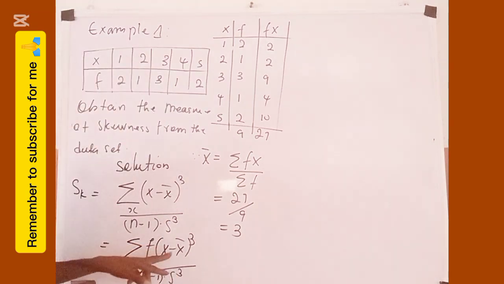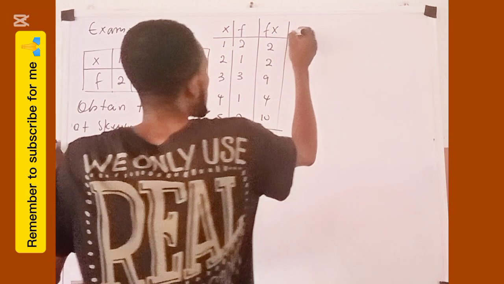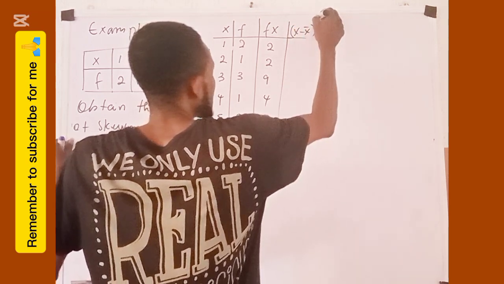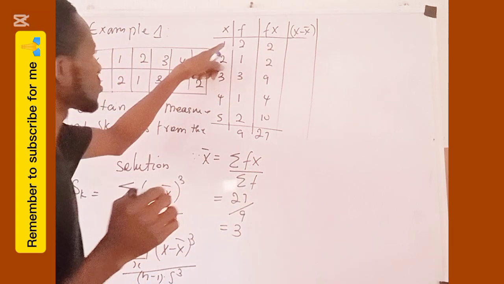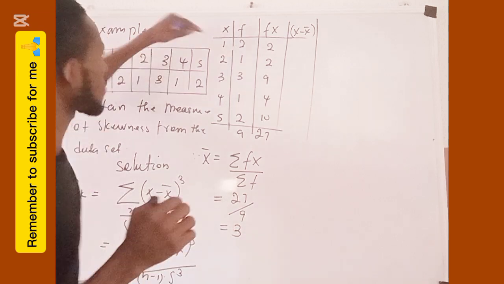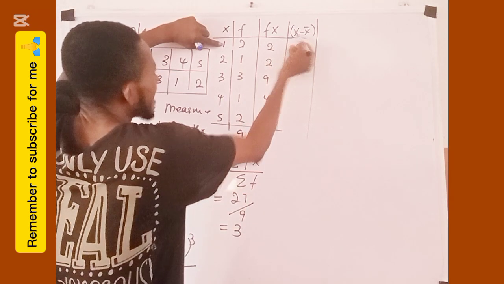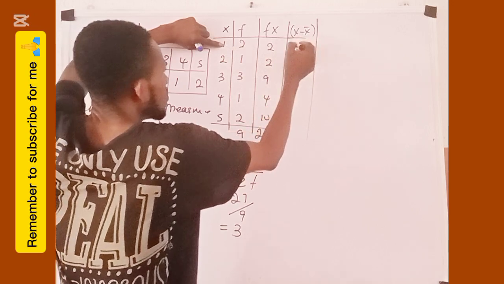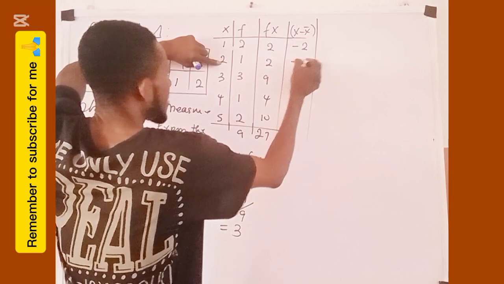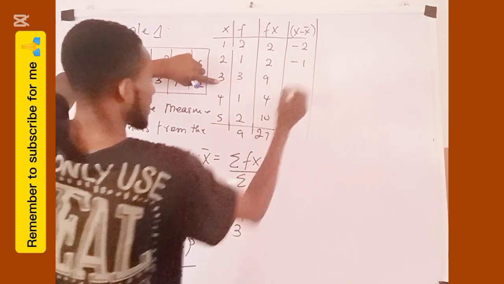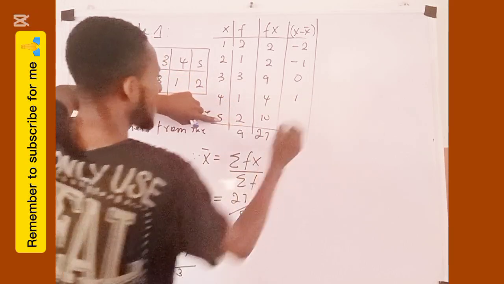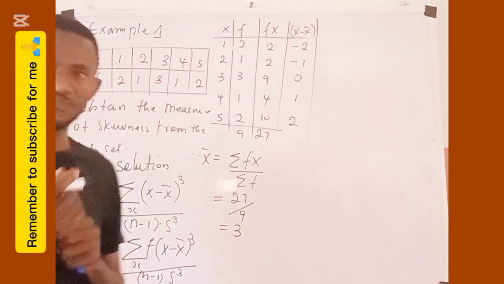Then I will come back here. I'm going to have a column that talks about x minus x bar. My x is each of these observations here. My x bar is the mean which I've computed, and it is 3. So here is my x, which is 1. 1 minus 3 gives me minus 2. Here 2 minus 3 gives me minus 1. Here is 3, 3 minus 3 gives me 0. Here is 4, 4 minus 3 gives me 1. Here is 5, 5 minus 3 gives me 2. Okay?